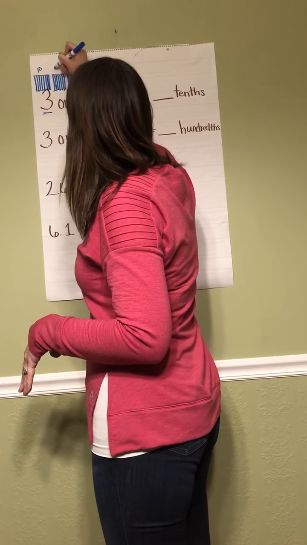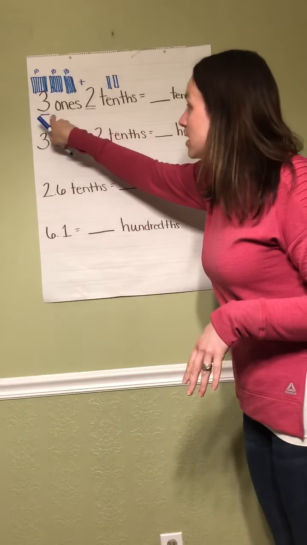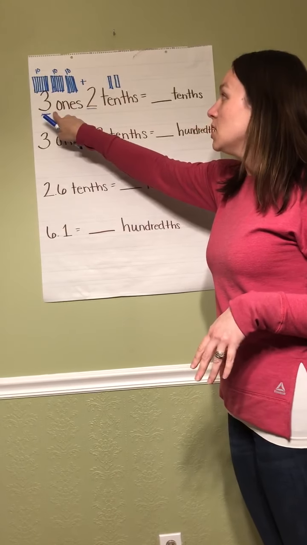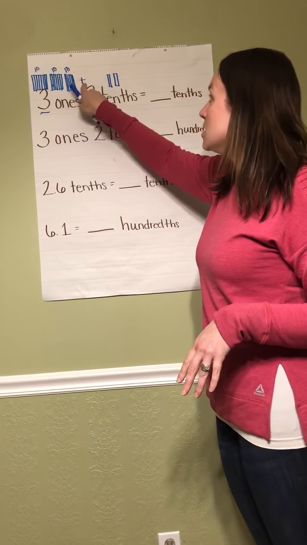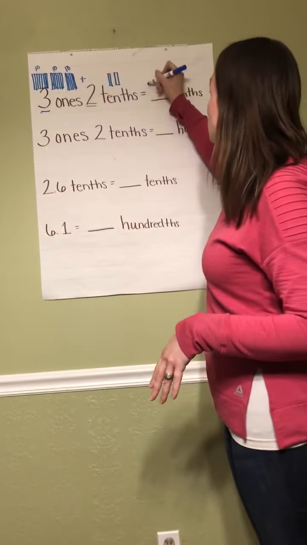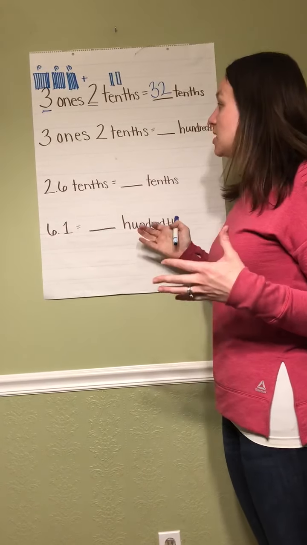So there's 10 tenths here, 10 tenths here, 10 tenths here. Every time you have 1, that is going to have 10 tenths. So 10, 20, 30, 31, 32. So the correct answer is 32 tenths. That's how you have to think of it.